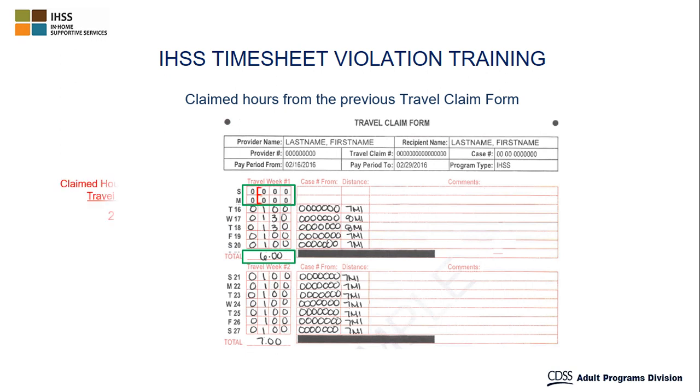The claimed hours from the previous travel claim form for these 2 days is 2 hours. The previously claimed 2 hours plus the 6 hours on this travel claim form makes the total claimed hours for the travel week 8. Since this is more than the 7-hour travel week limit, a violation is triggered.